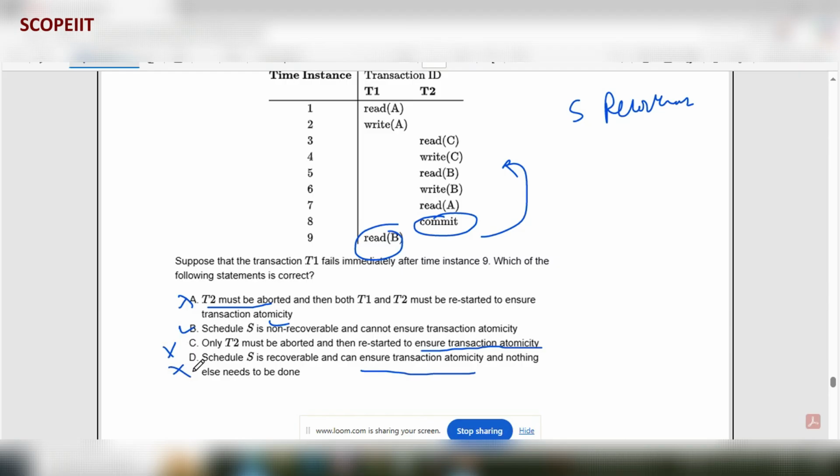So this is all about the topic schedule. It's important. Sometimes they'll ask a theory question. This type of question only they'll prepare.